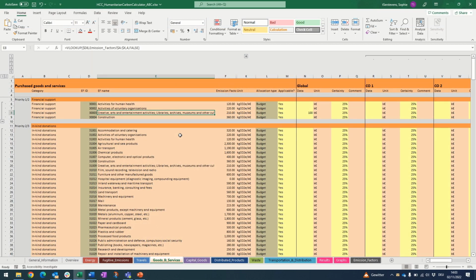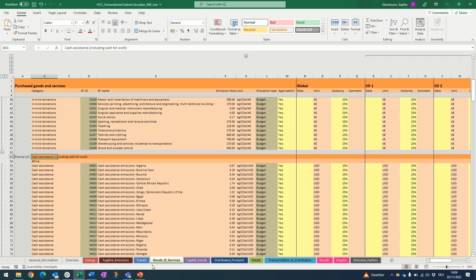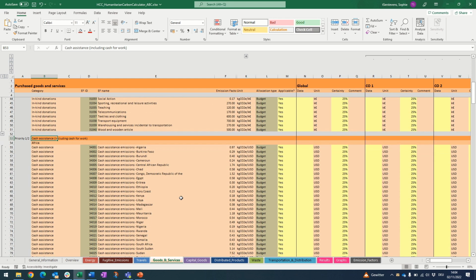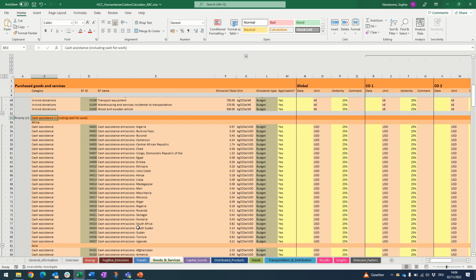So again, how does this look in the Humanitarian Carbon Calculator tool? Well, you have this cash assistance category here in the goods and services tab still. And this is where Humanitarian Organization 1, in our example, will enter the value of its cash assistance intervention. So there are different cash assistance emissions factors for different countries. Imagine Humanitarian Organization 1 donates a total of 100,000 euros to beneficiaries in Algeria. Then it can use this emissions factor here.